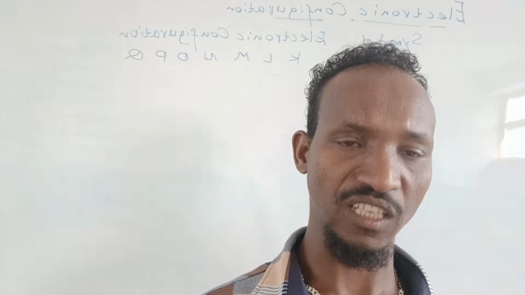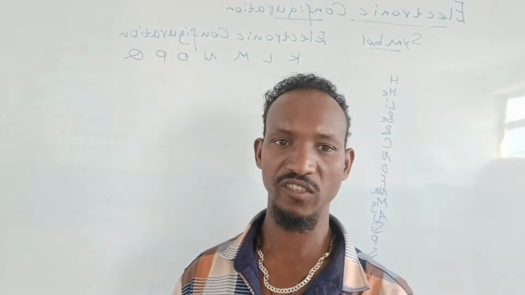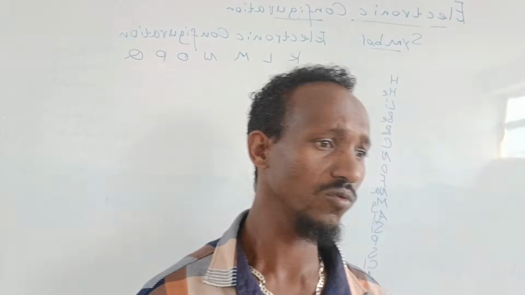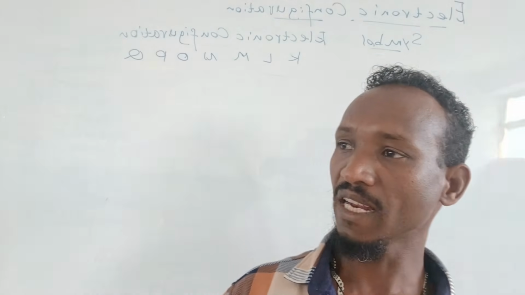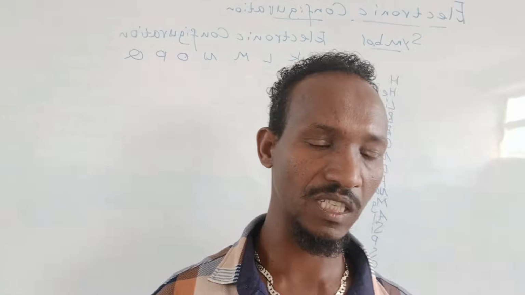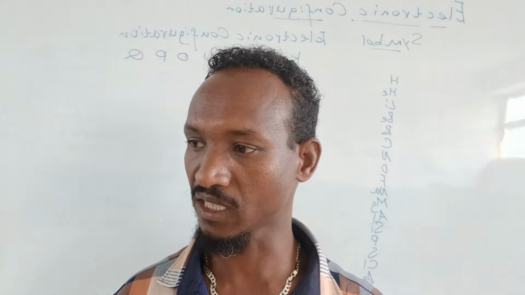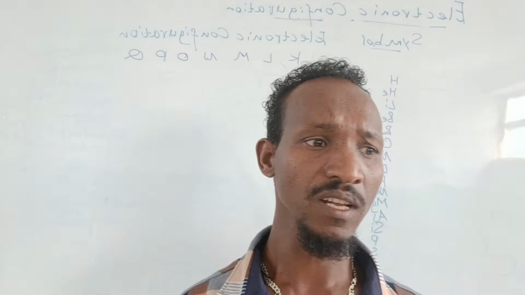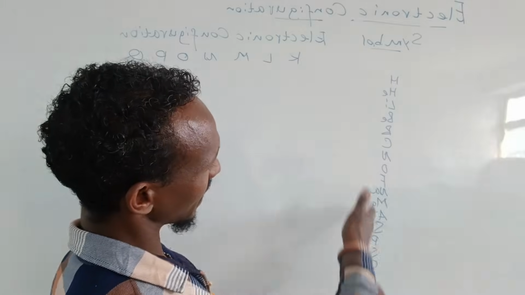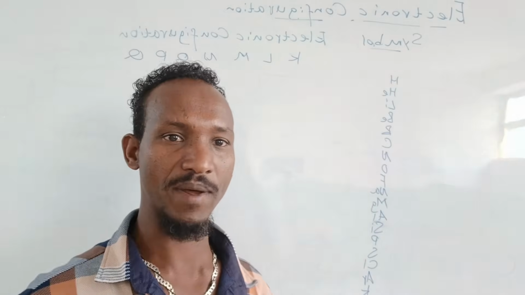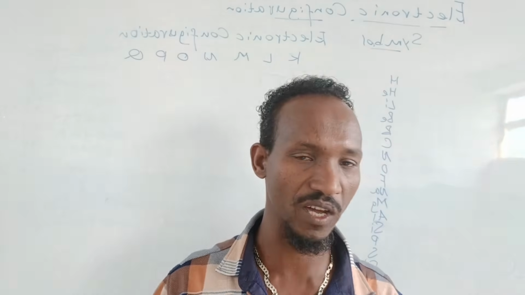Today's lesson is starting from electronic configuration. As we have discussed before about electronic configuration, electronic configuration is a systematic distribution or systematic arrangement of electrons in each energy level. So, what are the first 20 elements and how can we draw their electronic configuration structure?